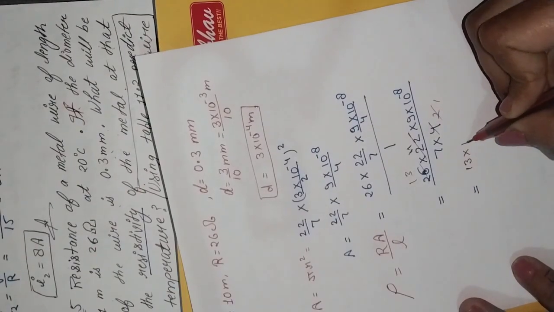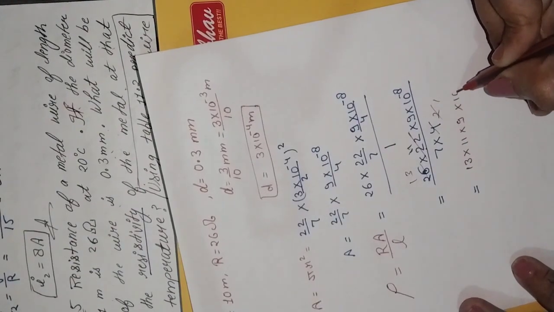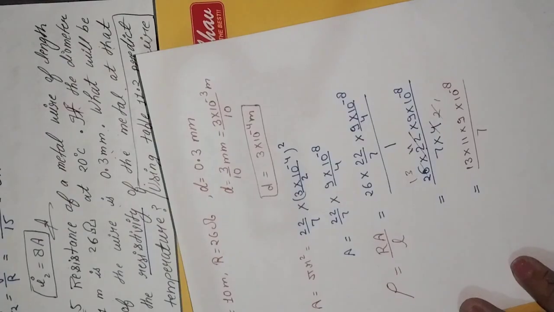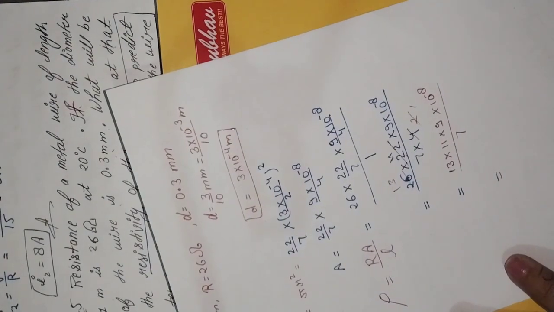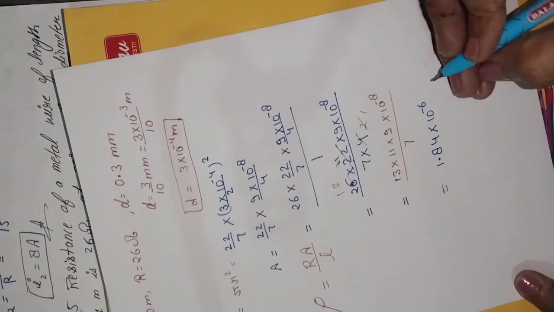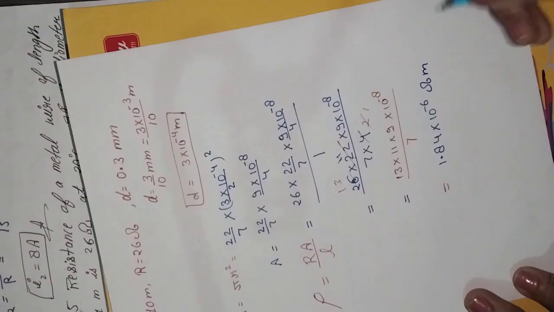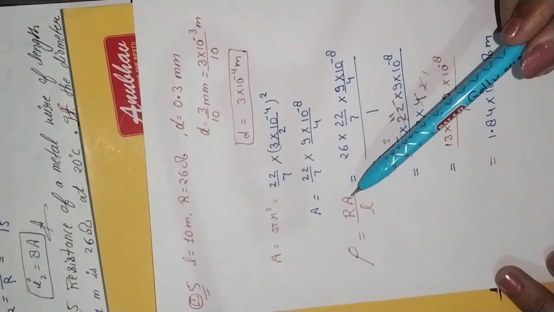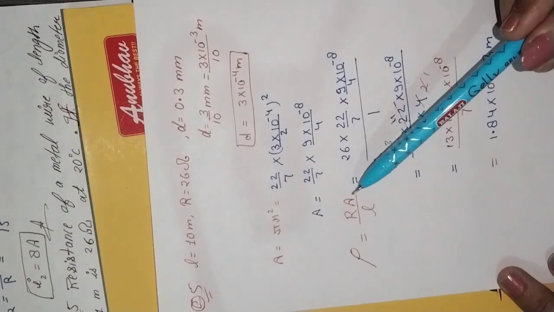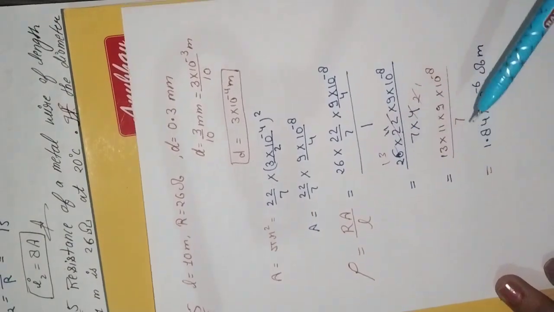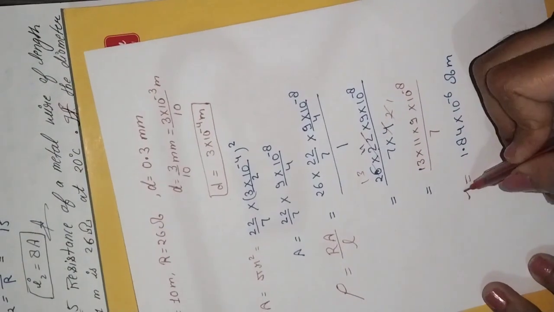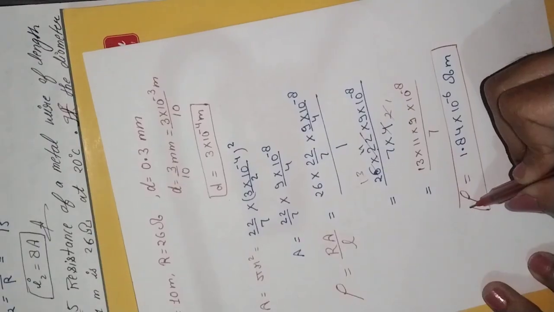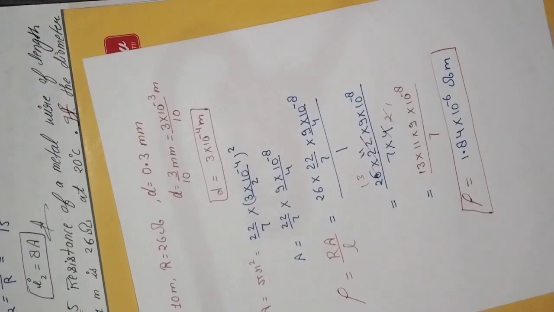13 into 11 into 9 into 10 to the power minus 8 divided by 7. Now you can solve this, and the unit will be ohm meter, because the unit of resistance is ohm, area is meter square and length is meter, so meter square and meter will cancel out and only ohm meter will remain. So resistivity will be equal to 1.84 into 10 to the power minus 6 ohm meter.